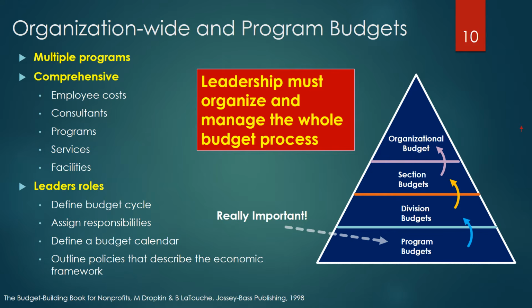The leader must also clearly assign responsibilities and accountabilities for budgeting, making sure that all aspects of budget planning are covered by someone. Another key leader role is to define a budget calendar, setting out clear and reasonable timelines and deadlines for managers, program directors, and the chief financial officer if the organization has one. The leader also must clearly outline organization policies that describe the budget framework, like defining the standard rate of inflation to be used when calculating the budget, etc. Resources E and B in the text provide samples of organization-wide and program budgets.